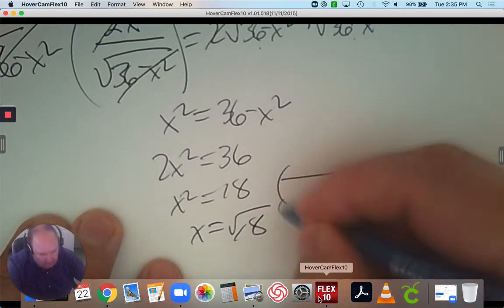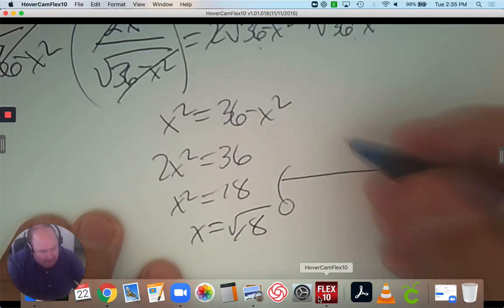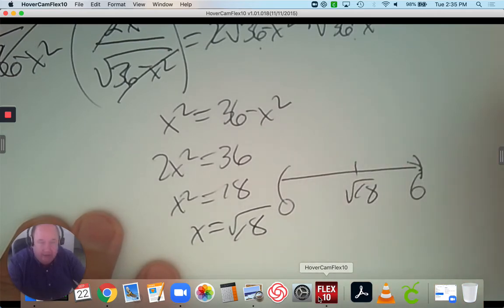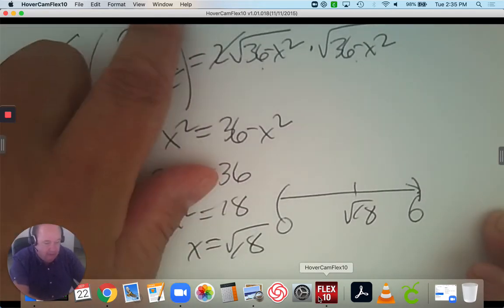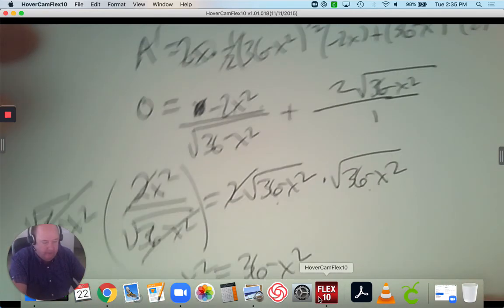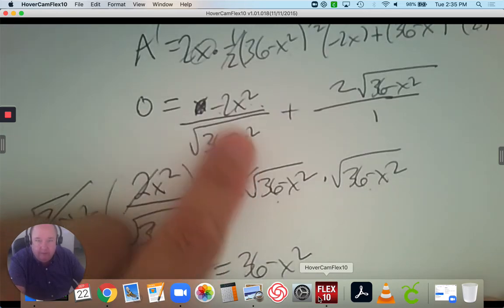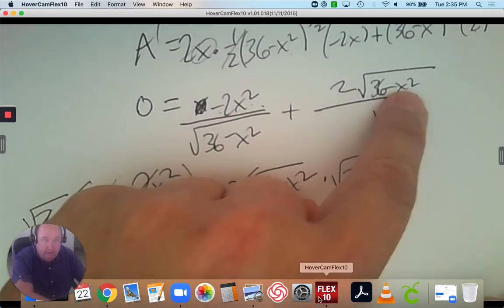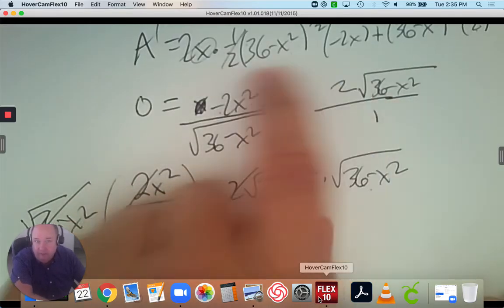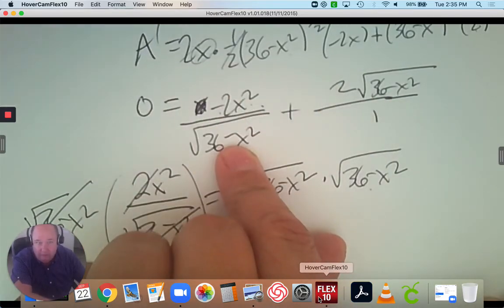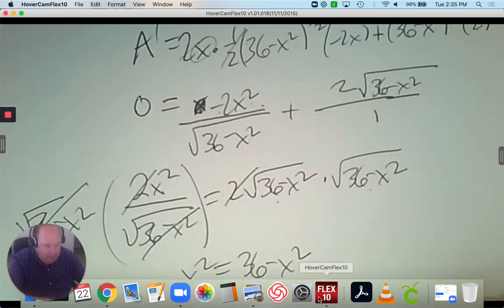Now we got to test out positive root 18 to make sure it's the maximum that we want it to be, between 0 and 6. So root 18 is between 0 and 6. And we have to plug it into the derivative to make sure what happened. So recognize here that if I plug in positive 1, I get a negative. If I plug in positive 1, I get a positive. But this is going to be bigger than this because this is just a fraction. So the right side is going to be a bigger positive.